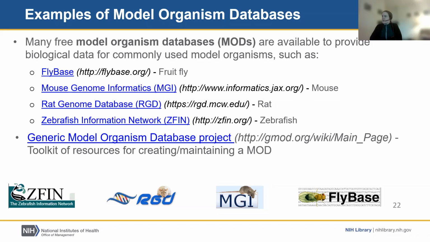A toolkit created with NIH funding is available at gmod.org called the Generic Model Organism Database Project, which offers guidance on open source software tools for managing, visualizing, storing, and disseminating genetic and genomic data.